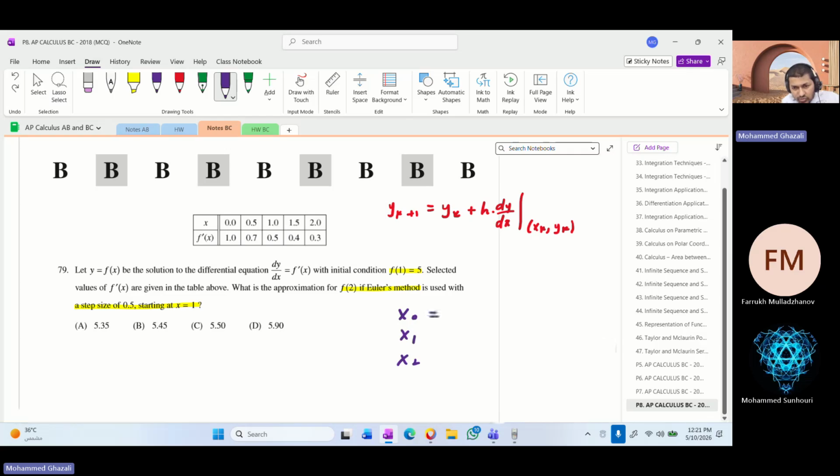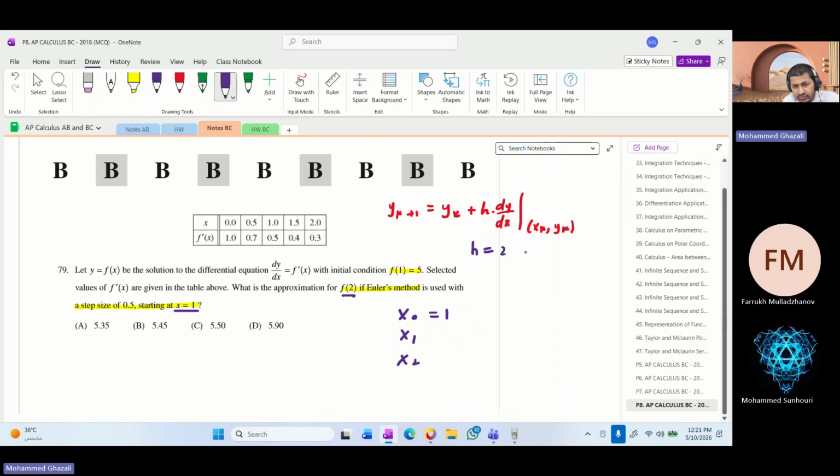So x naught is, what's the initial point here? Starting at x is equal to 1. So x naught is actually x1. And then we are using step size 2 to find f of 2. So if you start at 1, what's your step size? H is equal to 2 minus 1.